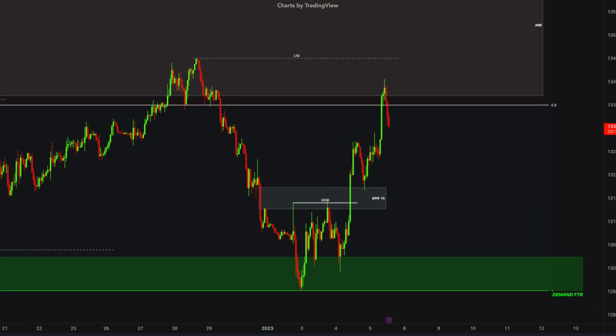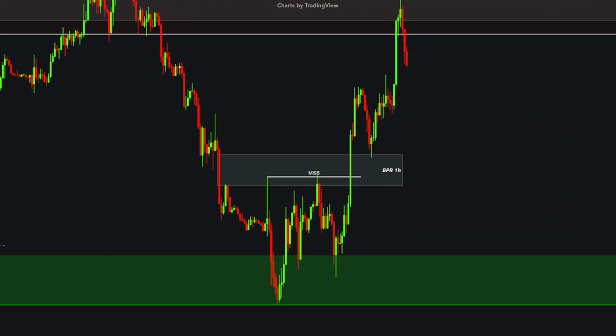Let's introduce a new concept to our trading tool belt: balanced price range, BPR. It is an extremely simple concept. I'll do a separate video on that in the future, but you can Google it if you need. Do you see this previous imbalance? The price pierced through it with a new imbalance like here. It created a special support zone.